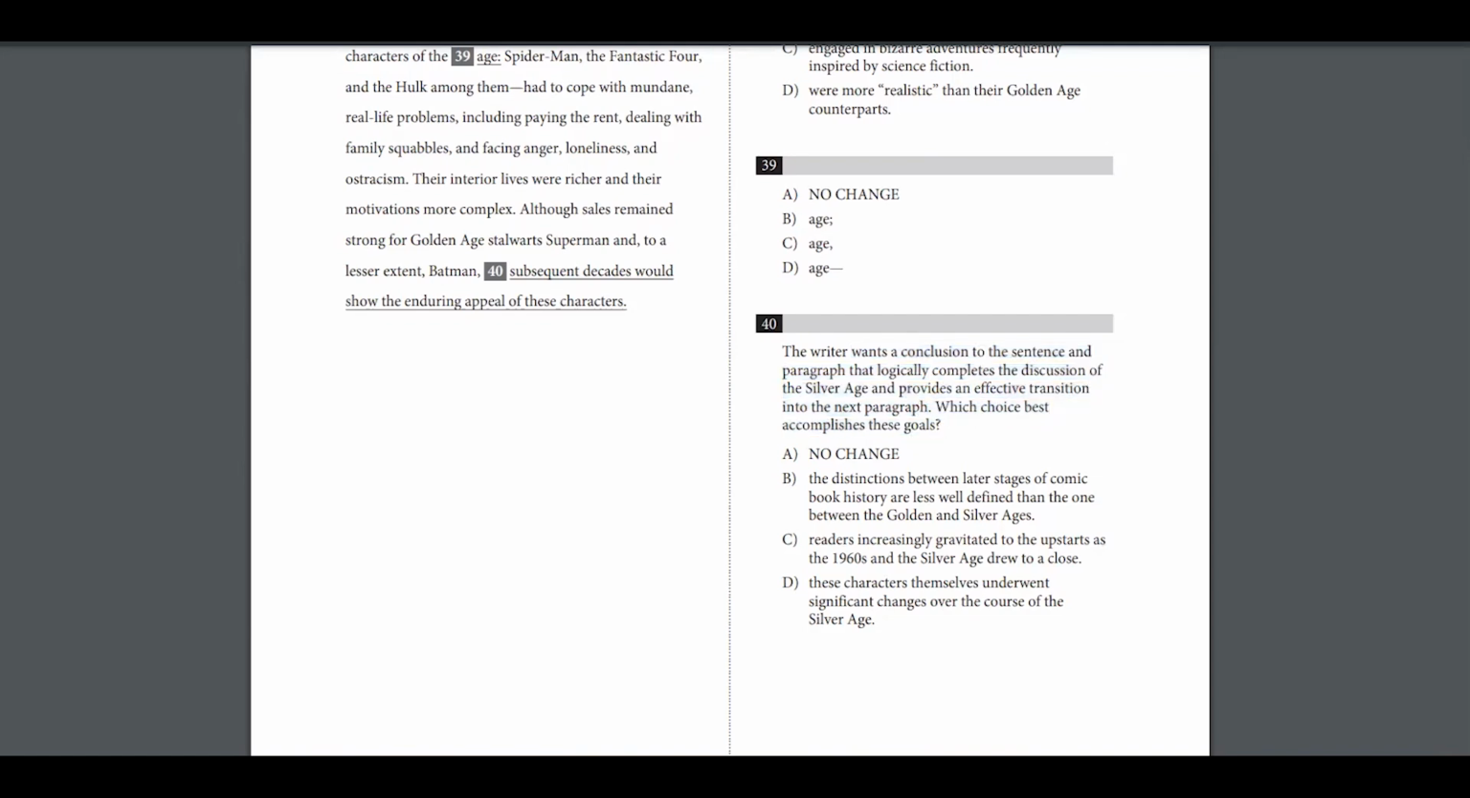Okay, this is similar to a Simon Says question. So Simon Says, we're playing a game. We love Simon Says. In this game, they're like, hey, dude, talk about the Silver Age, and then talk about the next paragraph. If you do those two things, you win. All right? So A and D, off the bat, let's look at these.